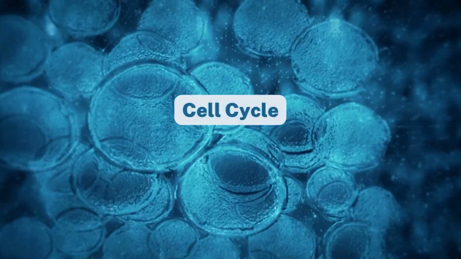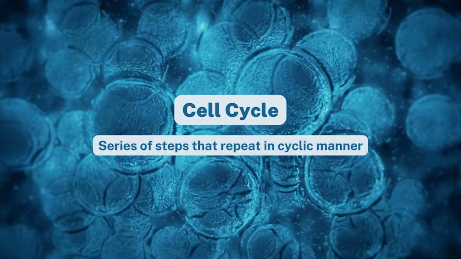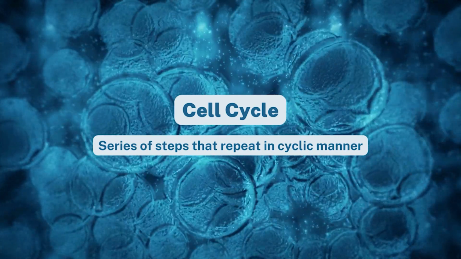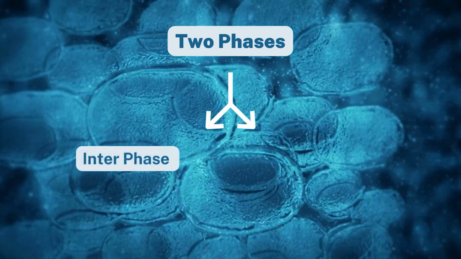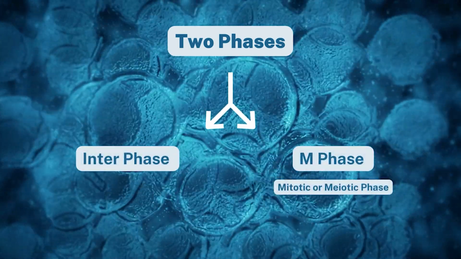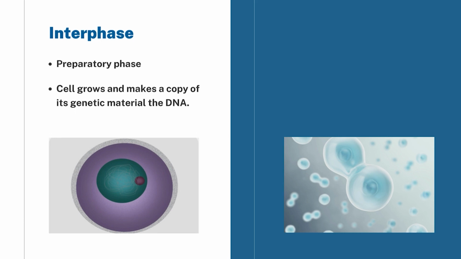Now getting back to the cell cycle, as the name suggests, the process occurs in phases or stages, the series of steps that repeat in cyclic manner, but for our convenience, we majorly divide a cell cycle into 2 phases. The first phase is called the interphase, and the next is the M phase, which represents either mitotic or meiotic phase. Let's have a quick look at these phases. The interphase prepares the cell for cell division, hence, it's also called the preparatory phase. In this phase, the cell grows and makes a copy of its genetic material, the DNA. On the other hand, the M phase is the dividing phase of the cell cycle. It carries out the task of actual cell division after going through a series of steps.